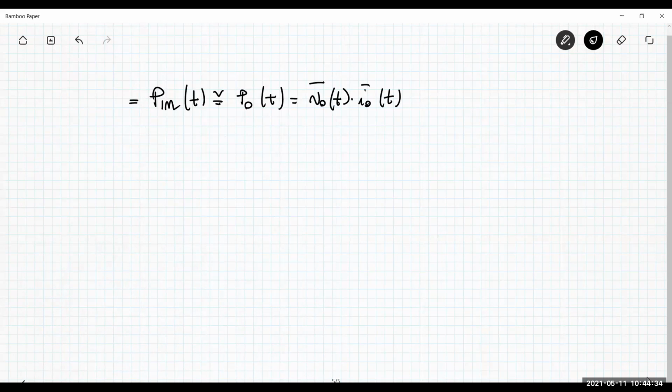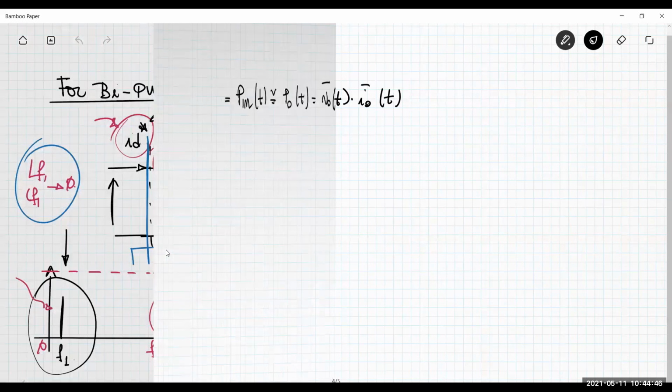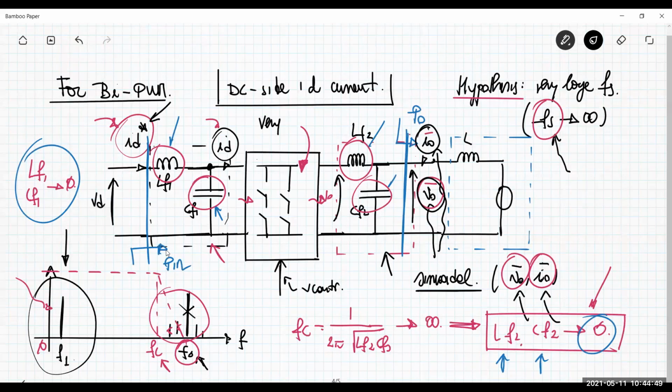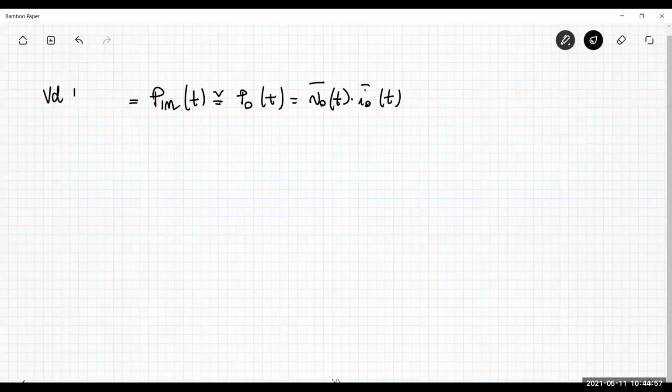And what about V in? V in is provided by VD, okay? And so you have VD multiplied by ID star. What about V naught averaged? This is, for example, a peak value multiplied by an expression which is a sine wave at frequency f1.